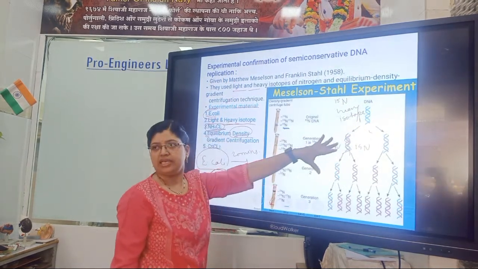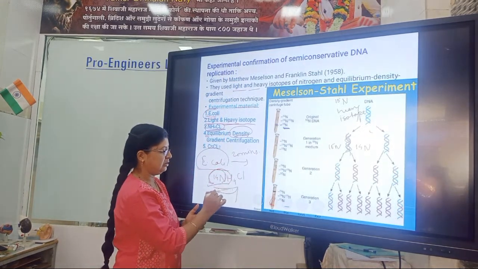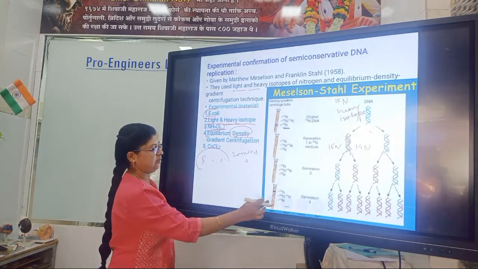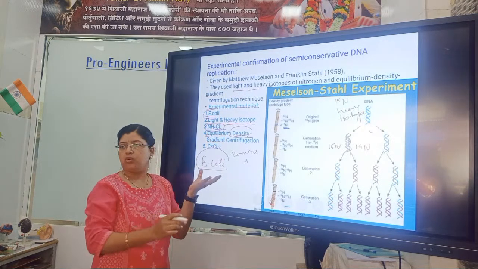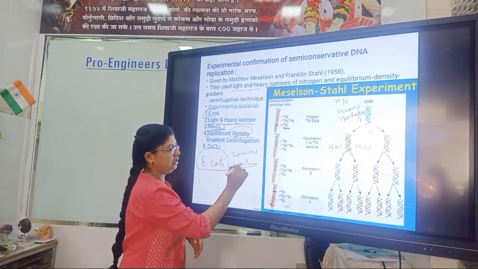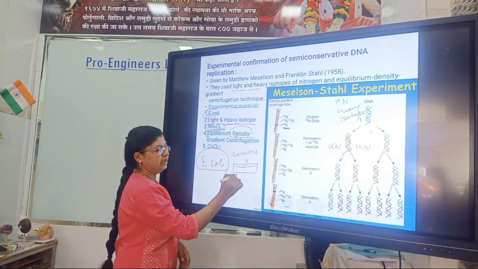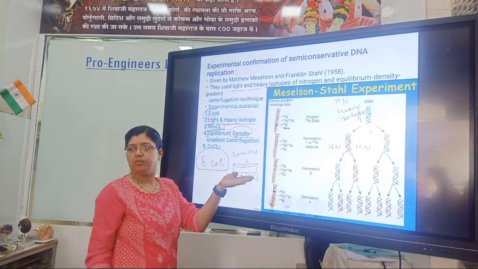Means what? They take out that DNA, same as before, from the petri dish. They take out the DNA from this E. coli, which is on the light isotope ammonium chloride.